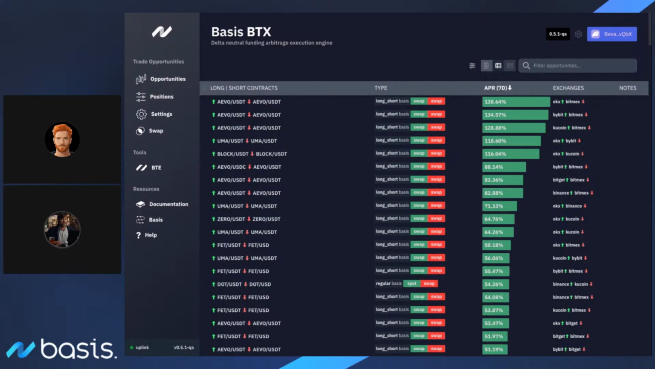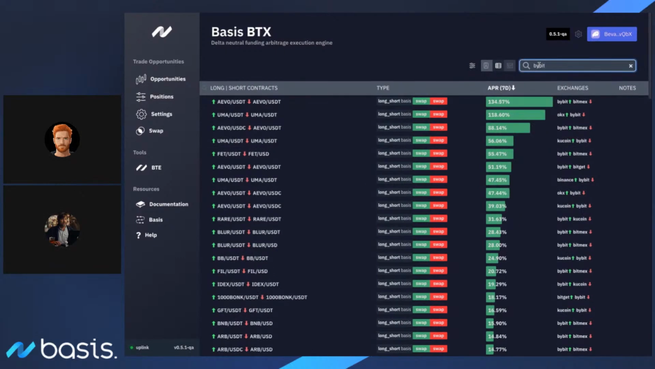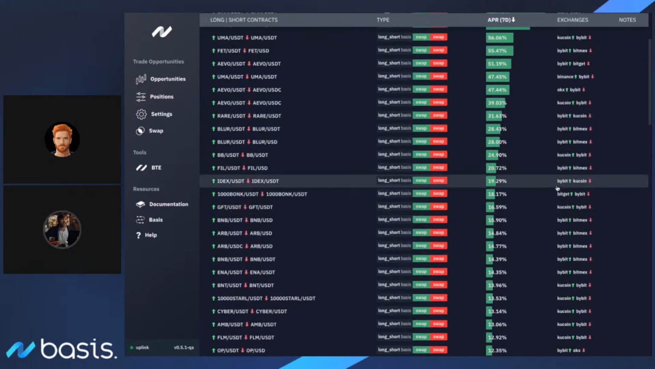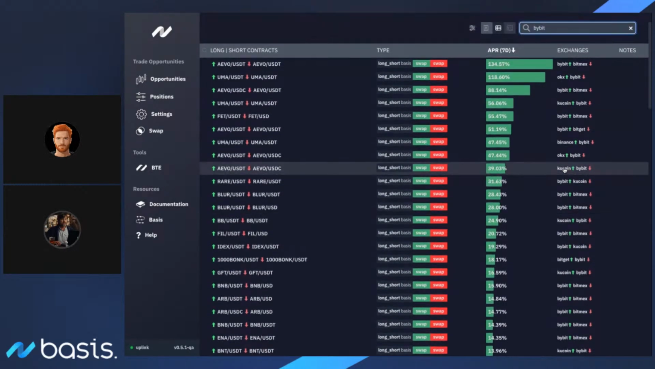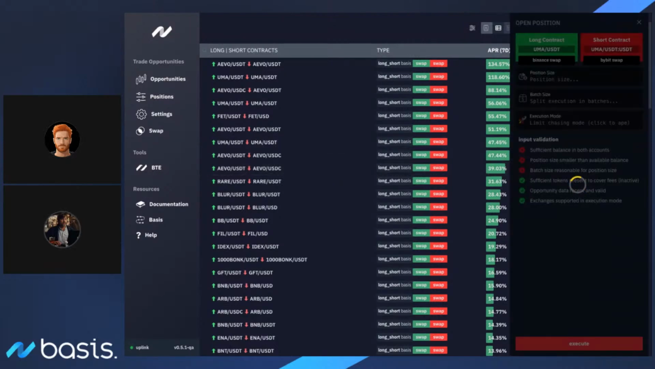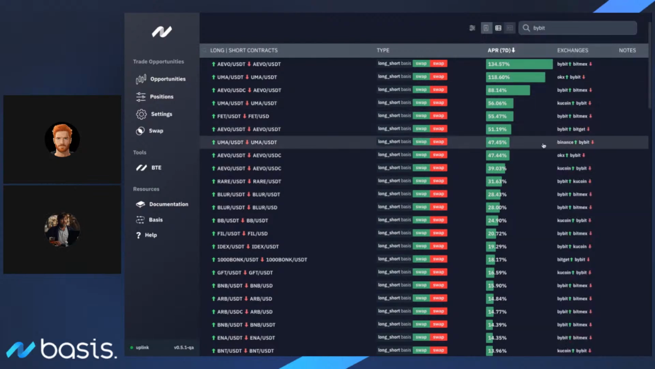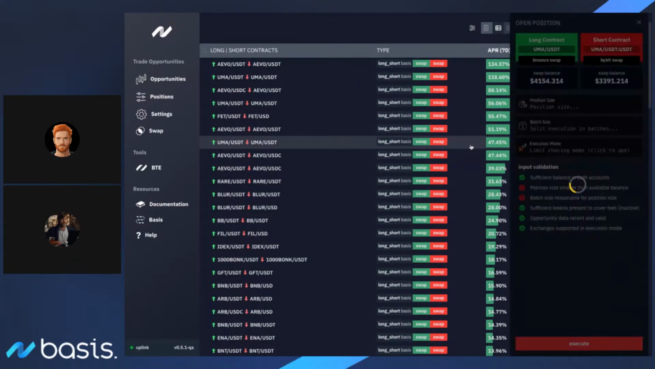Go to filter opportunities and just type in Bybit. And then try and find the first pair that is paired with Binance. So I think it's UMA USDT. I think it's up 47.45%. Okay, no, no, that one. No, Binance Bybit. Yeah, I think it said it. Just wait a second. Said it there. Yeah, that one. Click on that one.